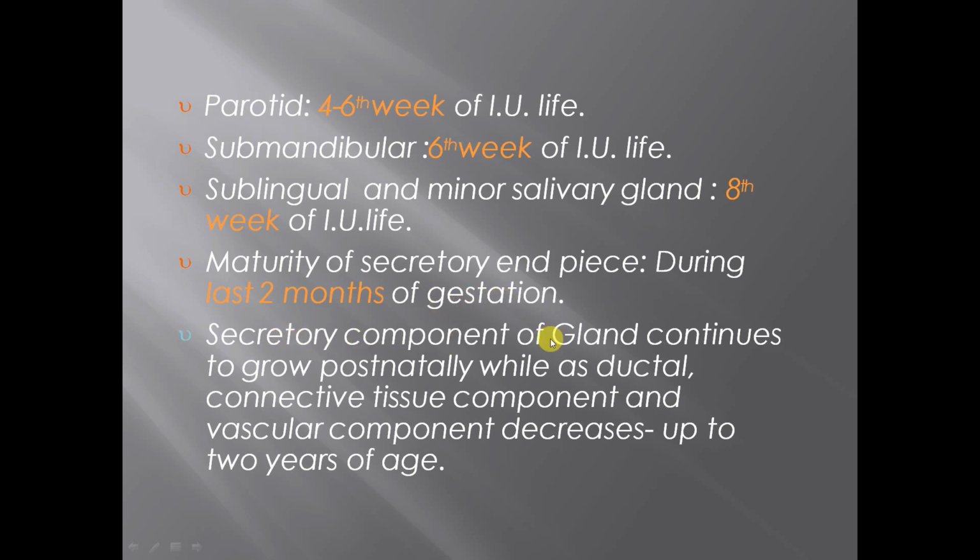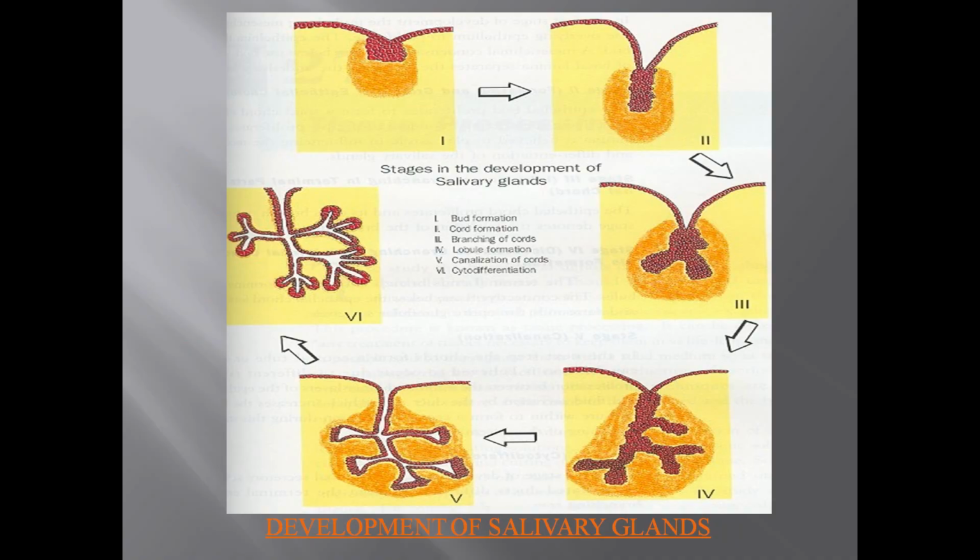Secretory components of the gland continue to grow postnatally, while the ductal, connective tissue and vascular components decrease up to 2 years of age. This is very important. So these are the stages of the development of the salivary gland.